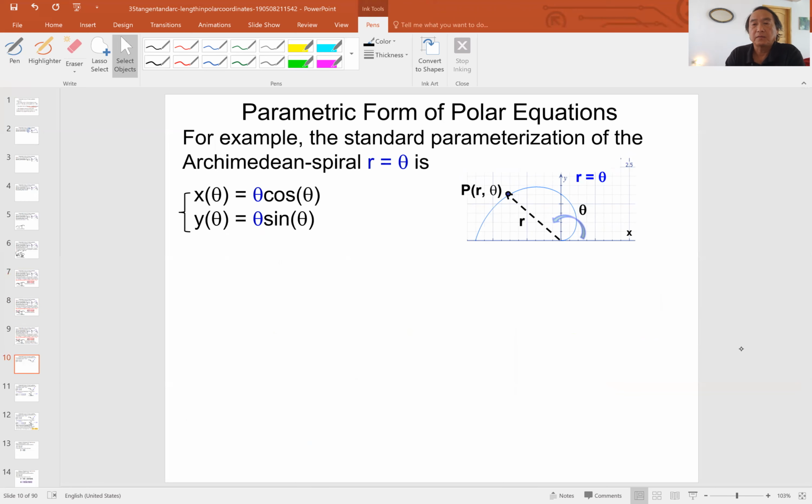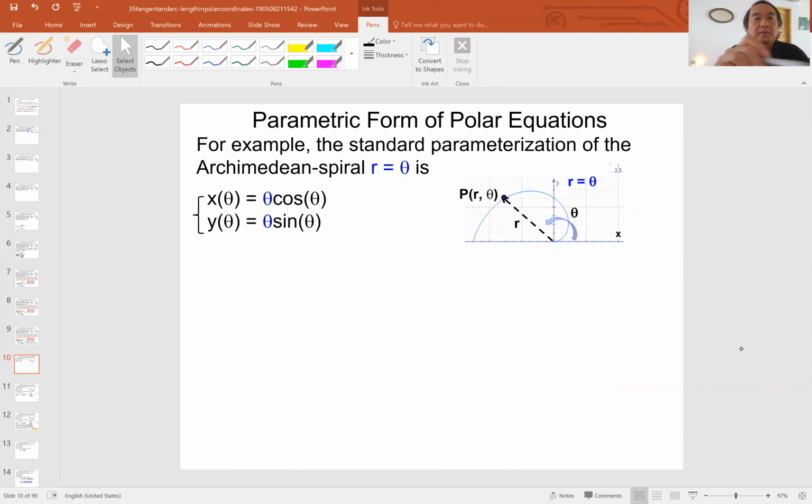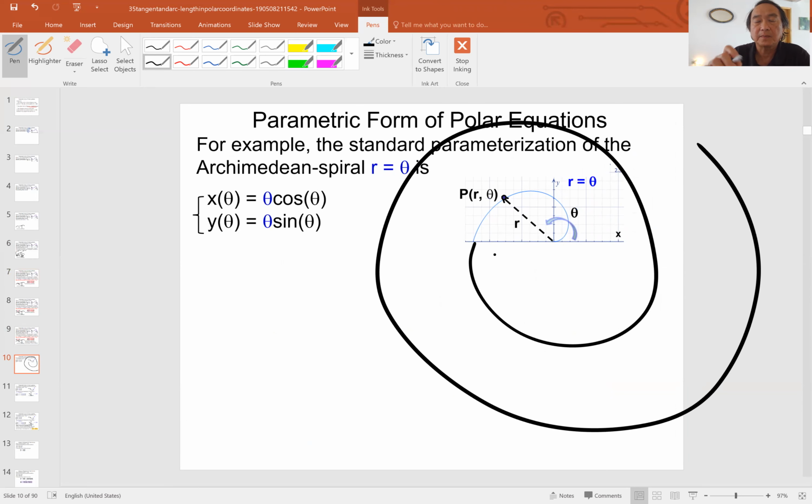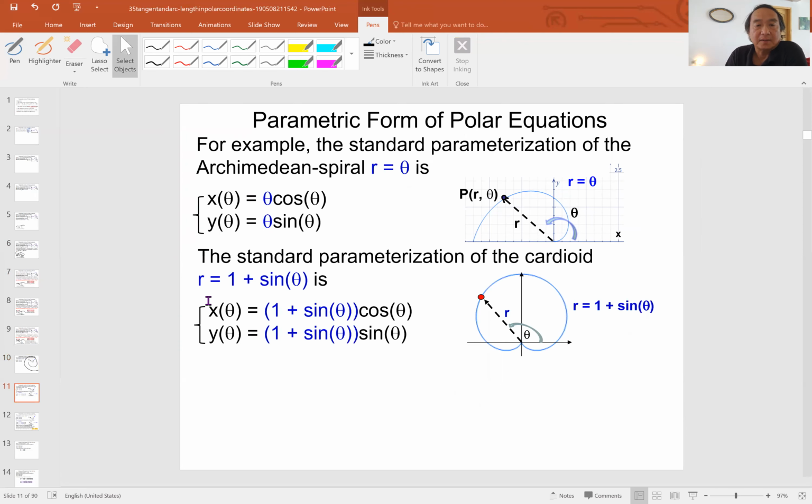Let's say we have the formula r equals theta. This is a spiral. If this keeps going on, you have the same bandwidth of spiral. So I want to put this into a parameterization in polar coordinates, where x is in terms of theta, y is in terms of theta, and this is the standard parameterization of the spiral.